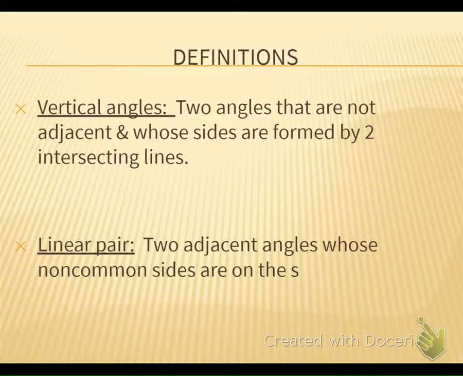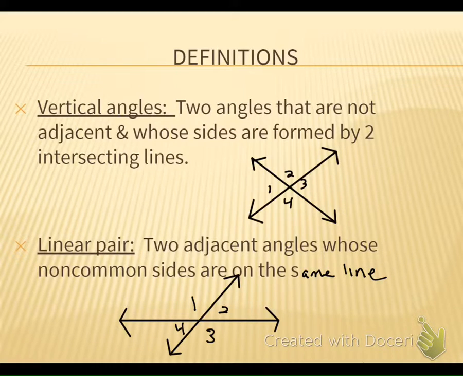So our definitions, our first one is a vertical angle: 2 angles that are not adjacent and whose sides are formed by 2 intersecting lines. I'll draw a picture for this after you have time to write it. And the other one is linear pairs: 2 adjacent angles whose non-common sides are on the same line. I had to finish that definition out. It didn't type out. I'll draw both of those in 1 minute.